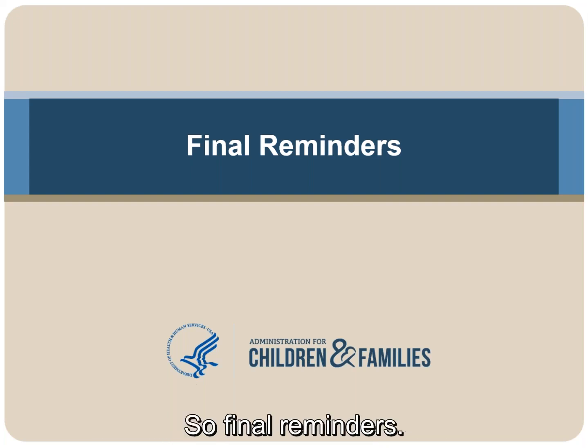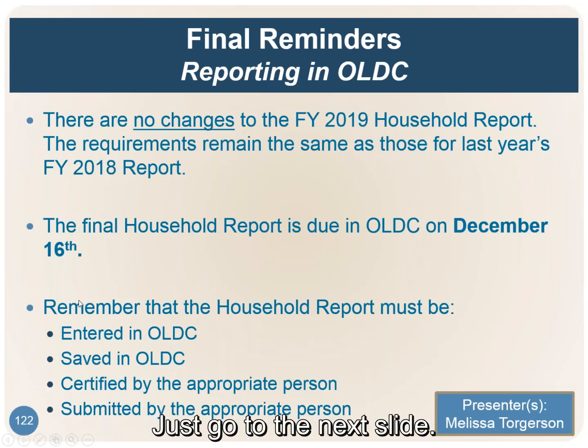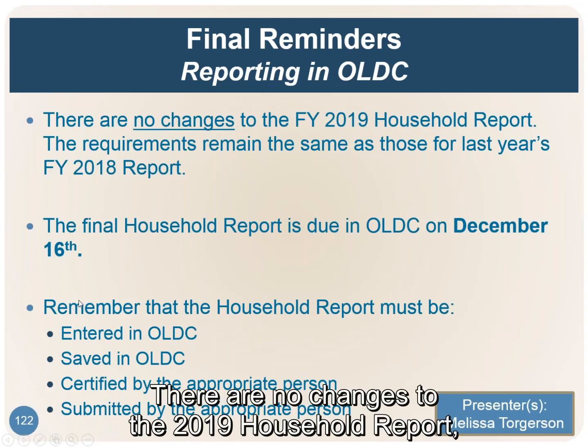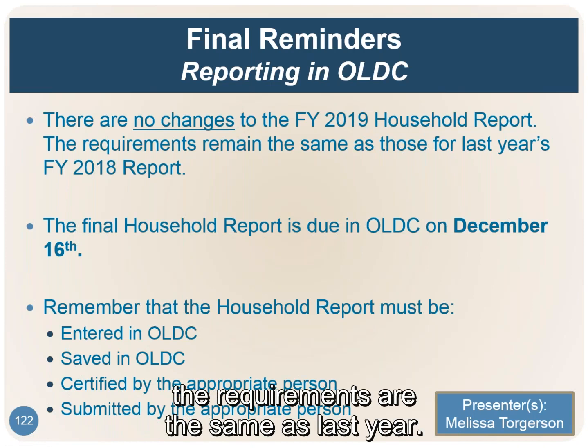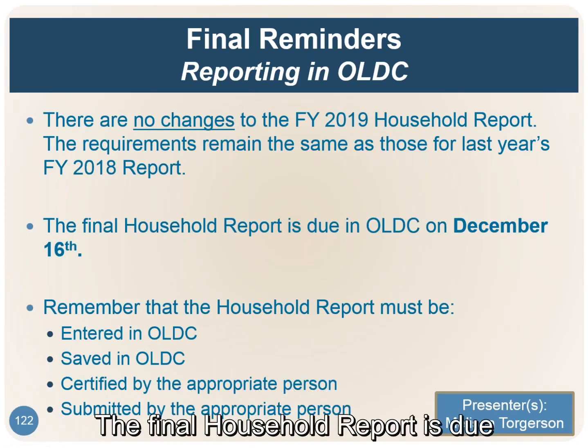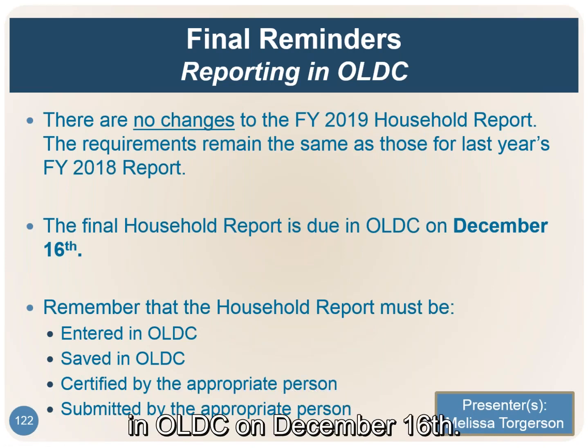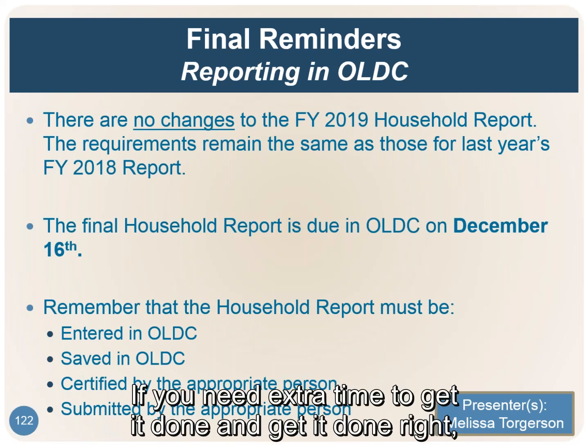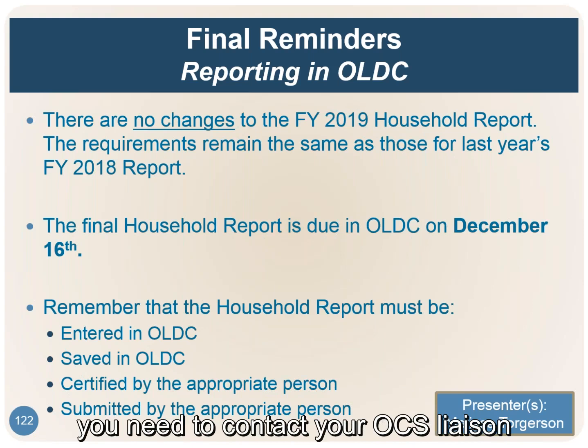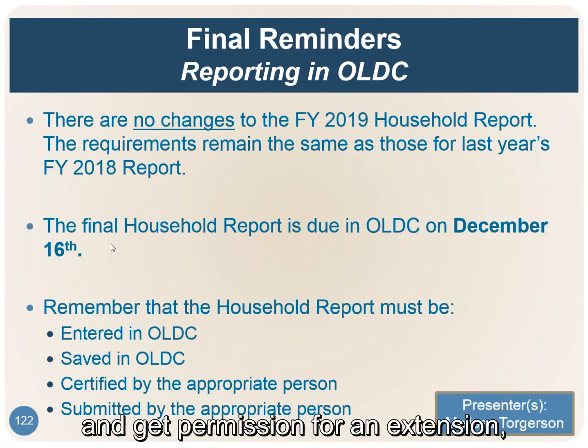So final reminders. We'll go to the next slide. There are no changes to the 2019 household report. The requirements are the same as last year. The final household report is due in OLDC on December 16th. If you need extra time to get it done and get it done right, you need to contact your OCS liaison and get permission for an extension.